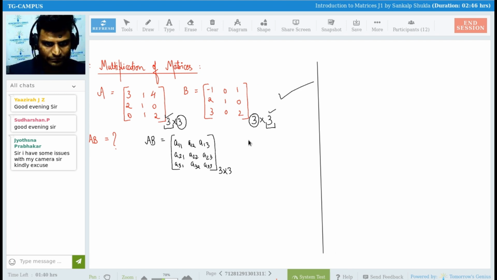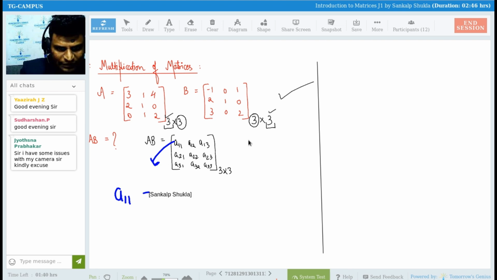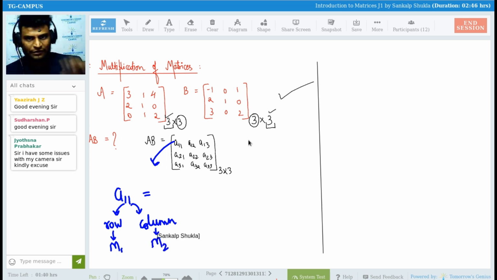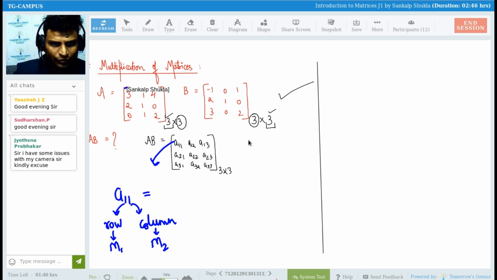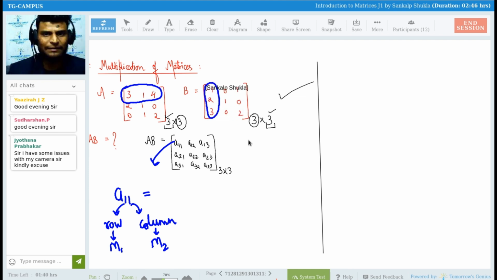Okay, see. So A11 is there. A11 means this one is the row and this one is representing your column. Again, this is for M1 and this is for M2. That means the first you have to take for matrix 1 and the second you have to take for matrix 2. So I'll take the entire row of matrix 1 and take the entire column of matrix 2 and multiply and add the elements. So what will be A11?